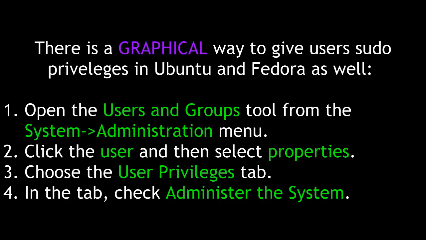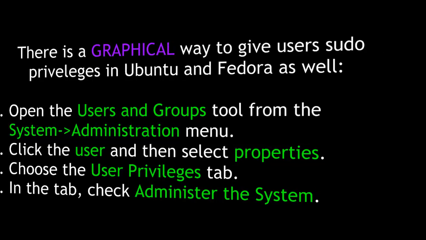Of course, there is a graphical way to give users sudo privileges in Ubuntu and Fedora as well. 1. Open the Users and Groups tool from the System Administration menu. 2. Click the user and then select Properties. 3. Choose the User Privileges tab. In the tab, find Administer the System and check it. This will add them to the appropriate groups to give them sudo privileges.